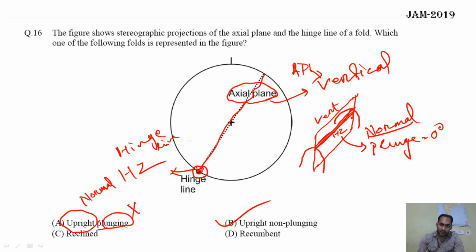It cannot be recumbent because the axial plane is vertical here. It cannot be reclined because the hinge line is not plunging in the direction of true dip. There is a different question on reclined folds, I'll come to that. So I hope all of you got this answer. This is option B, upright non-plunging. Why? The axial plane is vertical and the axis is horizontal.